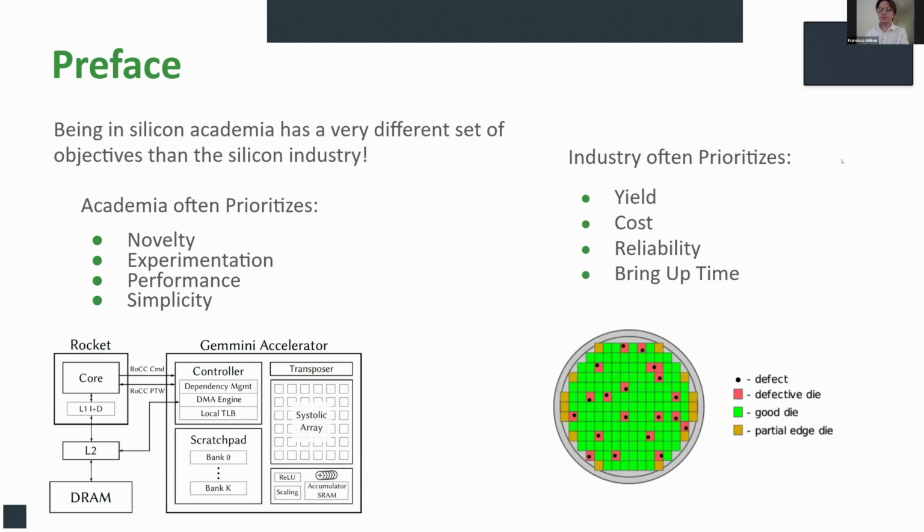As part of exploring this difference, we're going to look at some techniques that are employed in industry to increase the yield, lower the cost, and increase the reliability of all of the chips that come off of our wafer.